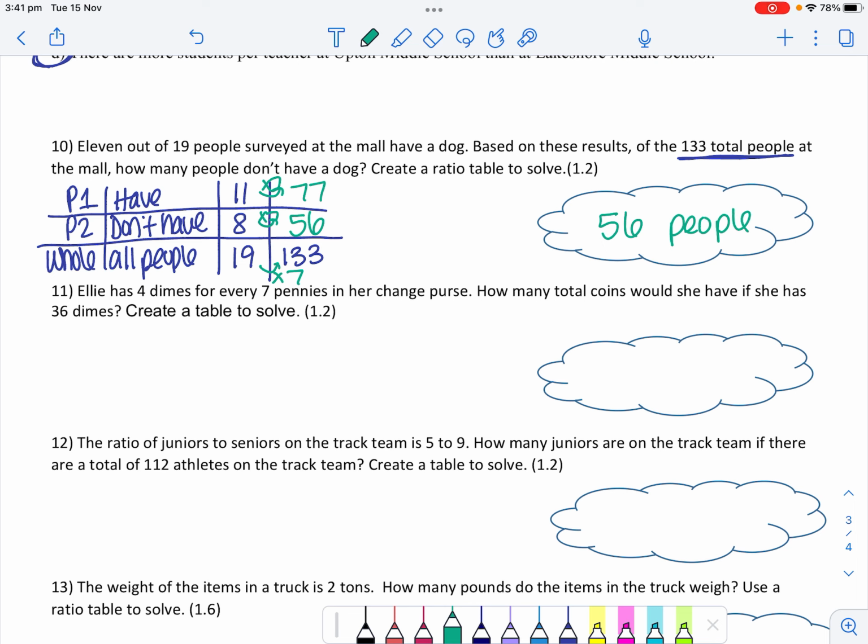Number 11, Ellie has 4 dimes for every 7 pennies. So this is a part-to-part ratio. How many total coins would she have if she has 36 dimes? So I need to do part 1, part 2, whole.